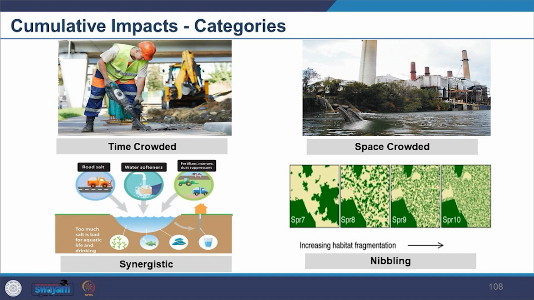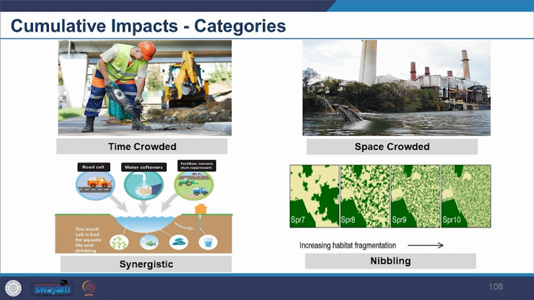Then we see another category, which is synergistic, where different types of impact interact to produce qualitatively and quantitatively different impacts. So when two impacts come together, they produce another kind of impact. So for example, two pollutants interact to make a more harmful third pollutant.